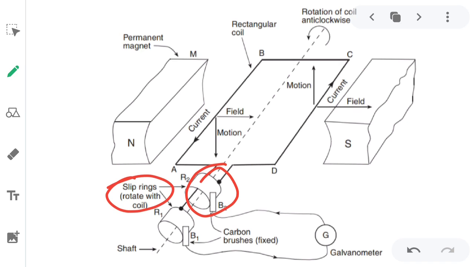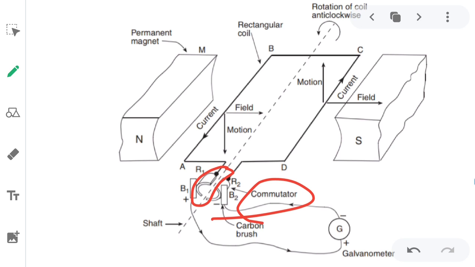So earlier in the AC generator we were using slip rings, but now in the DC generator we are using a commutator. Why are we using a commutator? So the function of the commutator is that it changes the direction of current.